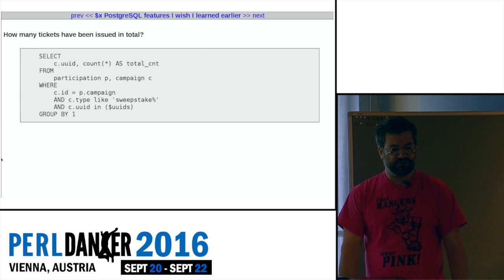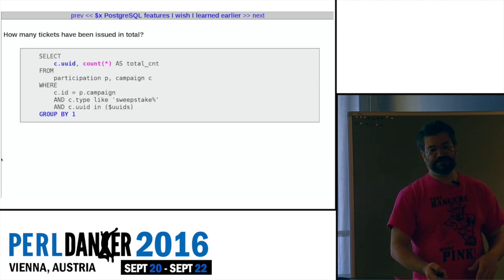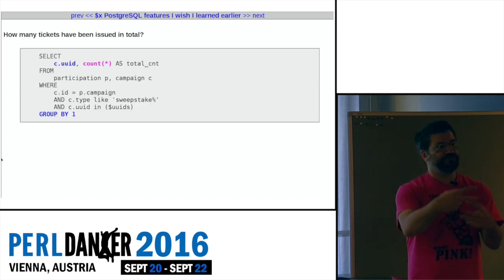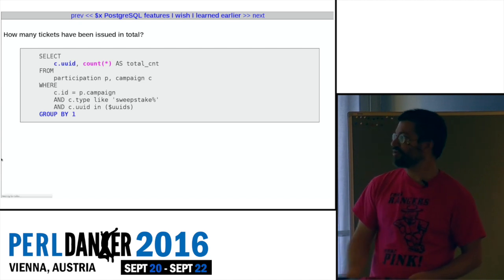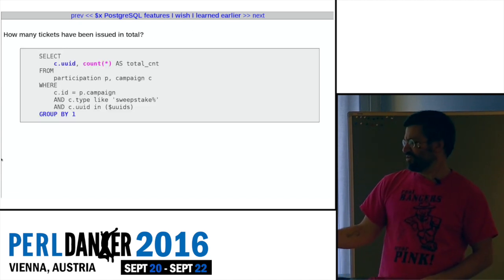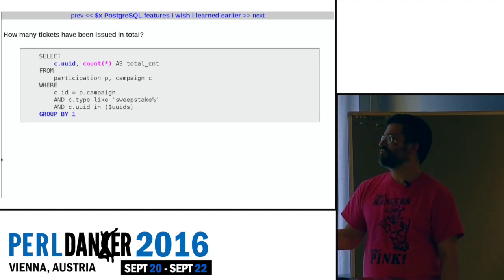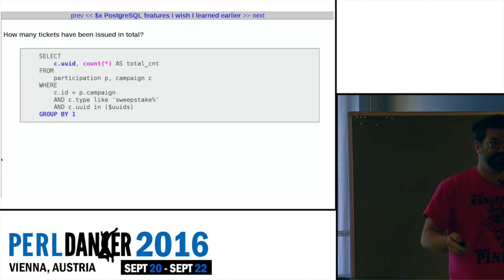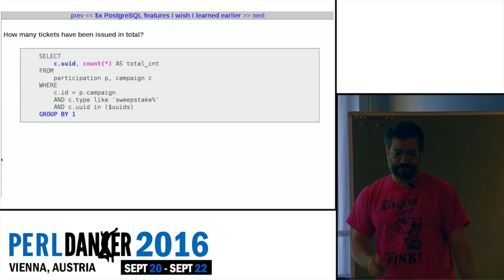How many tickets have been issued in total is just a simple join between the count on the campaign and the user to campaign linking table. It's very simple, just count, group by one. Group by one, I'm not sure if that's a Postgres feature or a SQL feature. Of course it references the first thing, so you don't have to write the name of the column. Not all people know that.